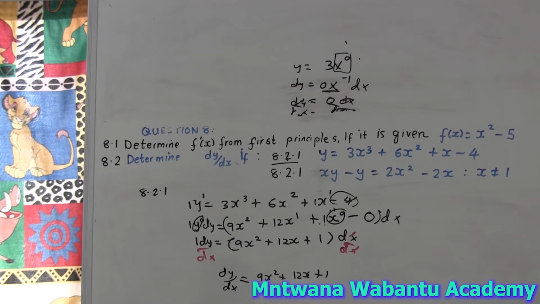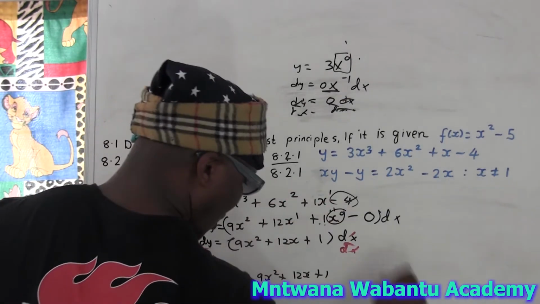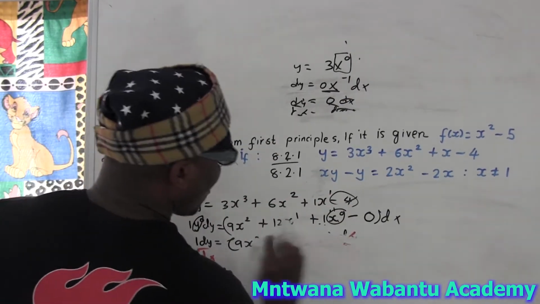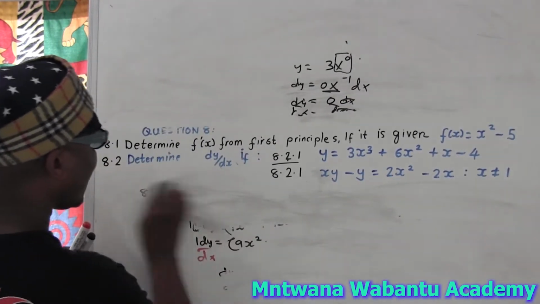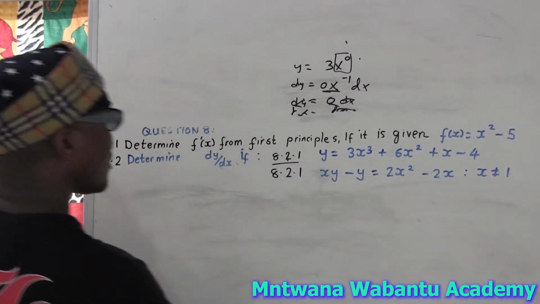You know what I'm saying? Now we go for the next question, which is 8.21. It's actually easier than that. Easy, man. Okay, cool. So this is easy.